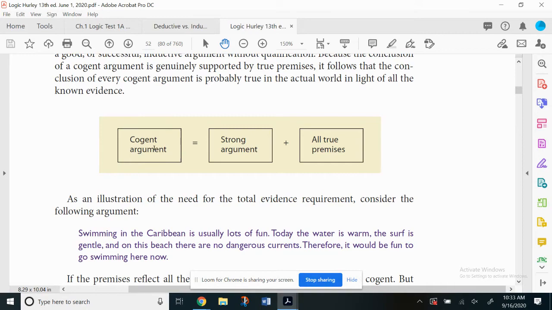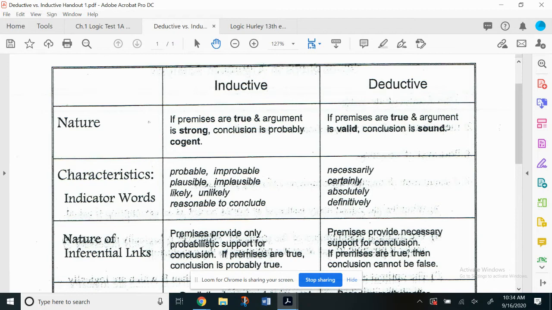Again, if you want to review, right here. There you go. Inductive. Again, we're looking at cogent or sound, right? That's the terminology. For soundness, I need two things. I need true statements, and I need the argument to be valid. For cogent, I need true statements, and I need the argument to be strong. I need those two things. You must have those two things in order to have cogency or soundness. Okay. So again, that's review.